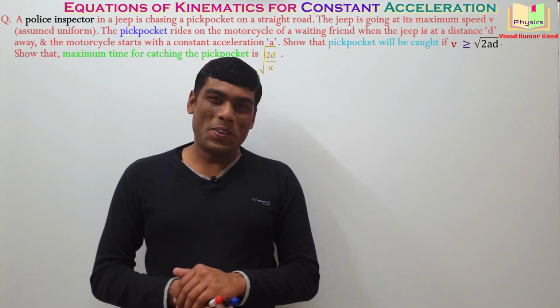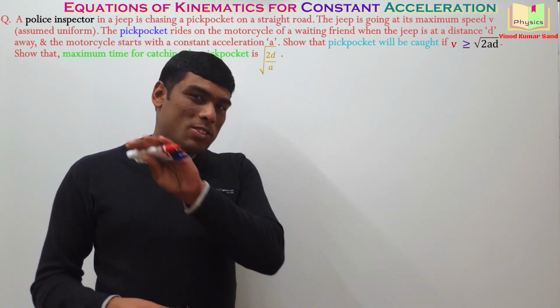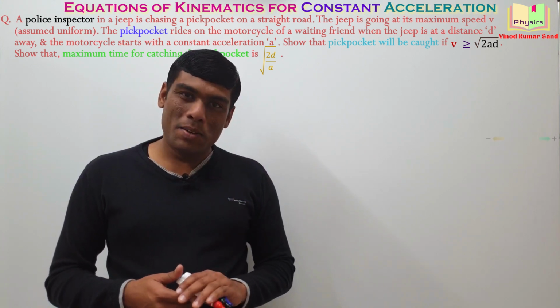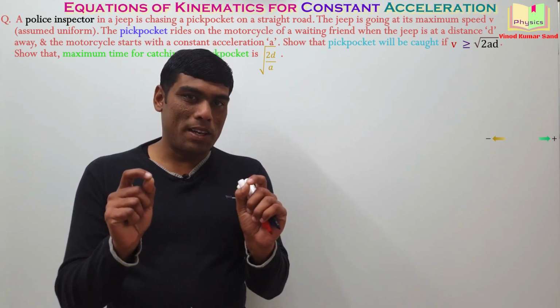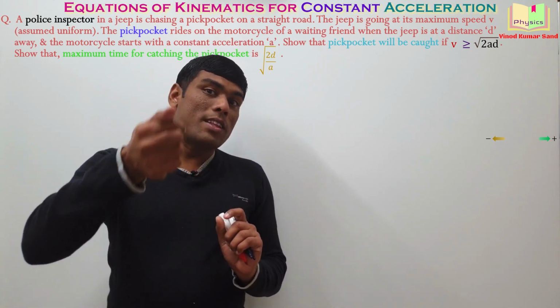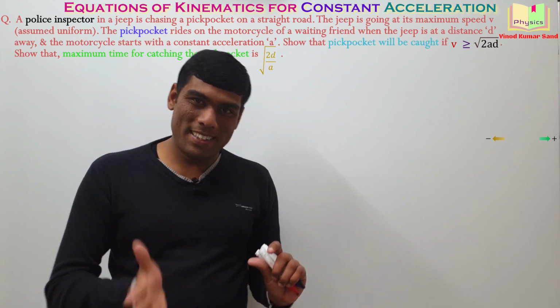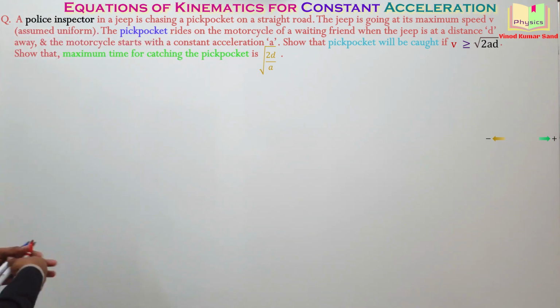I hope you got your answers. So I'm starting the calculations on the board. For starting the solution, we are taking this direction as the positive. And the concept is simple. The pickpocket will get caught at the moment when the pickpocket and the policeman have the same position. You get it? Let's check the solution.